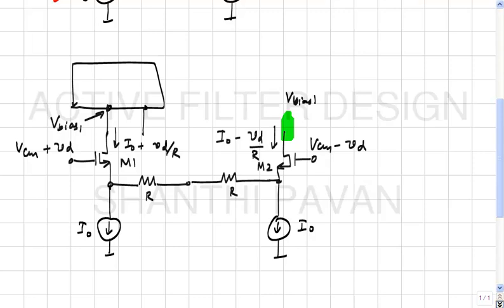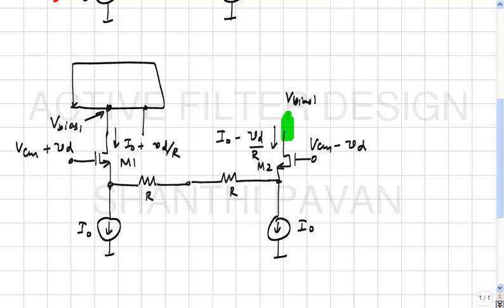You have a voltage controlled current source. What is the input impedance of a voltage controlled current source? Infinite. So if you attempt to push current into a voltage controlled current source, what will happen to the node potential? It will go to infinity. In other words, this node potential will swing the moment this current changes, if this box were a voltage controlled current source.